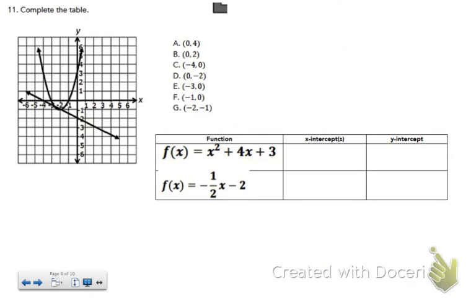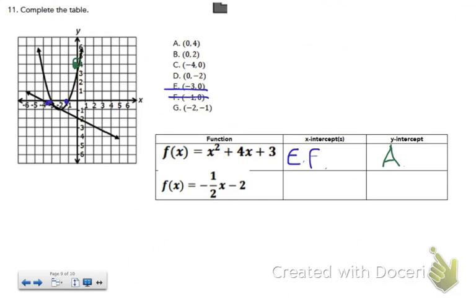Alright, for this last one, it's kind of like a drag and drop problem. You have this graph that has f of x equals x squared plus 4x plus 3 graphed with the parabola here, and then the line negative 1/2 x minus 2 graphed with it. So you're just kind of matching the intercepts to the graph. So for the parabola, it has x-intercepts at negative 3 and negative 1, so that would be E and F. It has a y-intercept up here at 4, so that's going to be A, 0, 4.